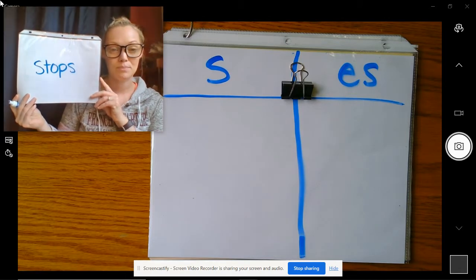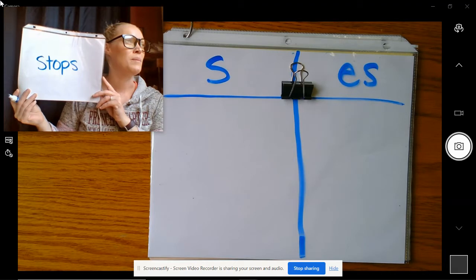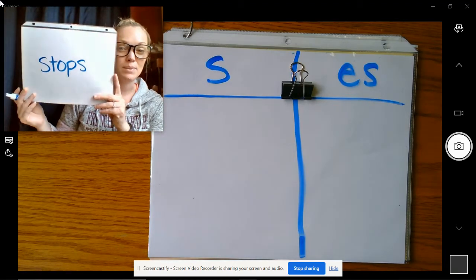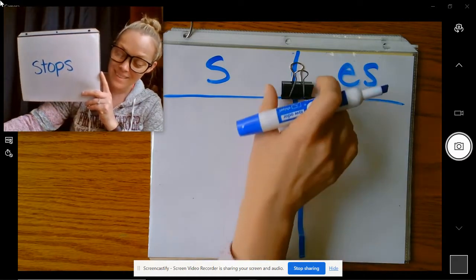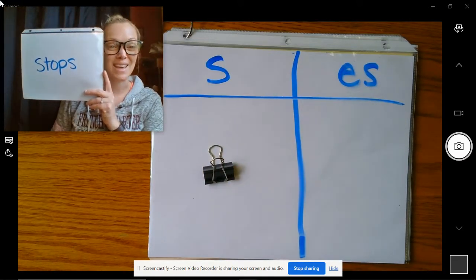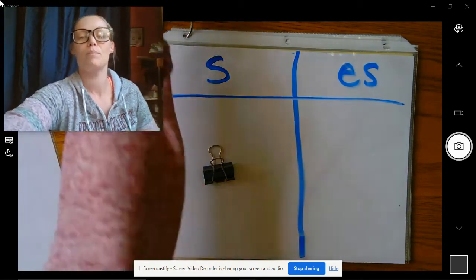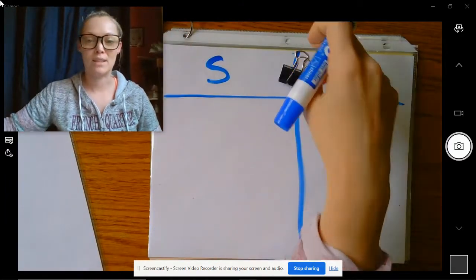Stops. You could say she stops really fast in the car. Stops. Go ahead and move that clip. It's just an S at the end, but we do want to make sure we notice that. Stops. Okay. Move it back to the middle.